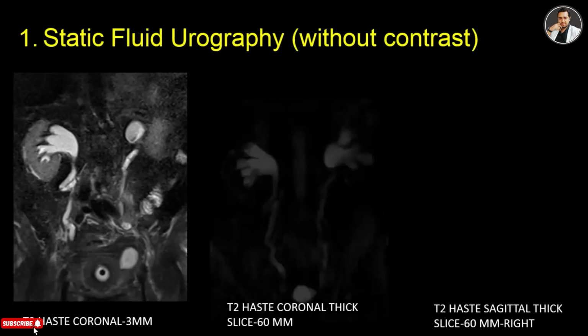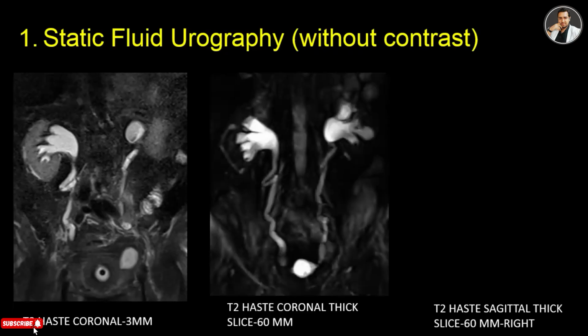So the next slide is this, and this is T2 HASTE coronal thick slice of the same patient. In this case, this is the 60 millimeter slice thickness, and this provides us the whole picture of the ureter with kidney and also the bladder. And if you compare with the previous image, that is 3 millimeter, with this 60 millimeter, you can see that in thick slice you can see the whole ureter in one image.